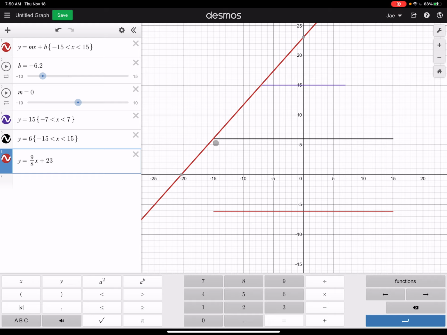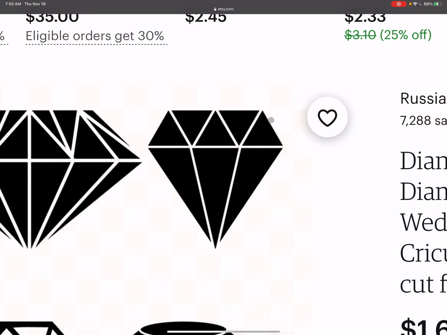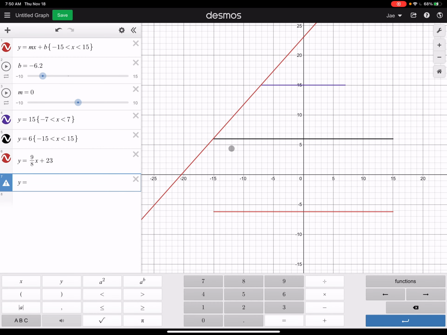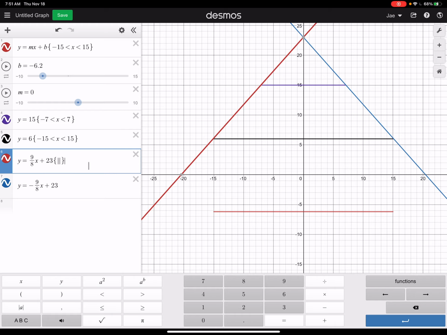So I'm gonna just draw the opposite of this, right? So that I have the other half, this part of the diamond here. So I'm gonna do y is equal to -9 over 8 x plus 23, okay? Now I'm just gonna set the constraints. I'm gonna use the y constraint. It's gonna go from 6 to 15. Okay, 6 to 15. So it's gonna be 6 to y is 15, and then that's the same thing here too.